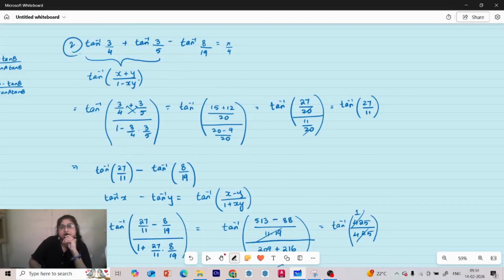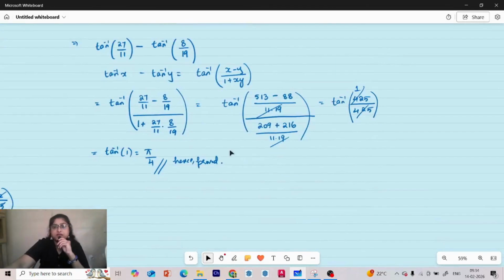We applied tan inverse of x plus y by 1 minus xy for the first two terms. We got tan inverse 27 by 11. We took that and replaced it back in the question. Again here we apply tan inverse x minus tan inverse y, and then we got tan inverse of 1, which is nothing but pi by 4. Okay, so this is super simple. Let's look at a few more questions.